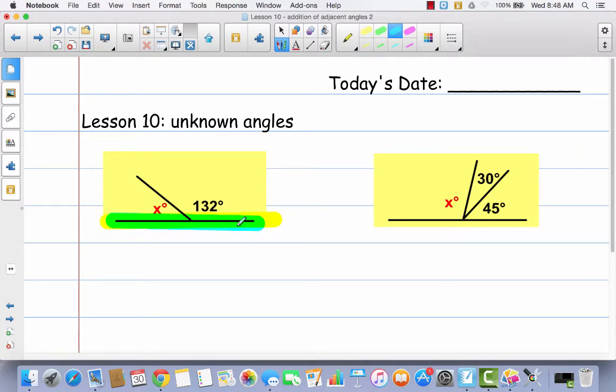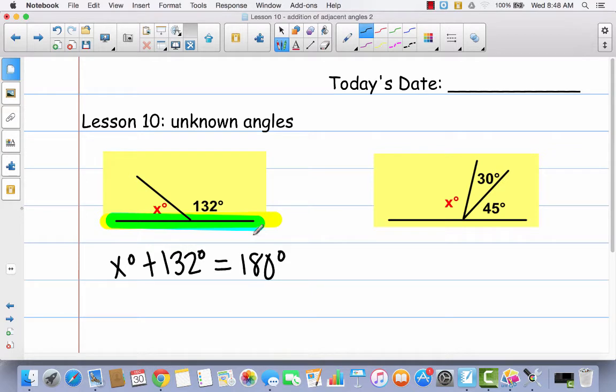If you'll remember, we talked about something called a straight angle. Do you remember how many degrees are in a straight angle? Well, if you don't, let me tell you. A straight angle has a value of 180 degrees. So I want you to write this in your math journal. I want you to write x degrees plus 132 degrees equals 180 degrees. So if I take this angle that I know has a measurement of 132 degrees and I add it to angle X, that gives me a total of 180 degrees.